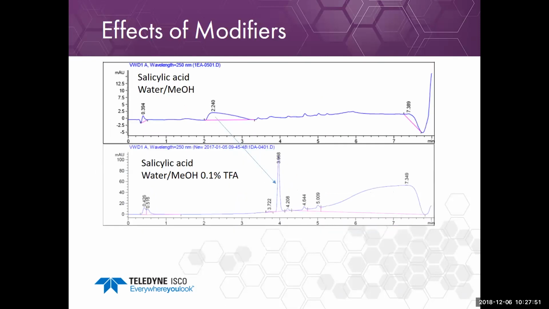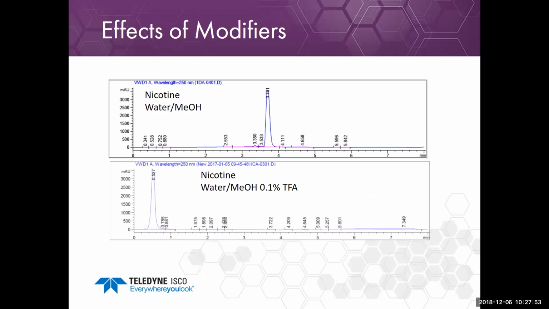Another example is nicotine run in water methanol. It elutes at about 3.8 minutes, and when run with TFA, it elutes nearly at the void. It shows a very great difference in retention. If you have basic compounds and neutral compounds mixed together, you can see how you can use modifiers to change the selectivity, because the polar compounds will shift the retention a lot more than the neutral compounds.